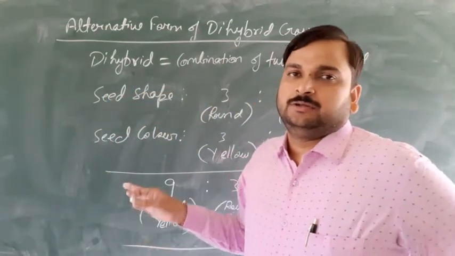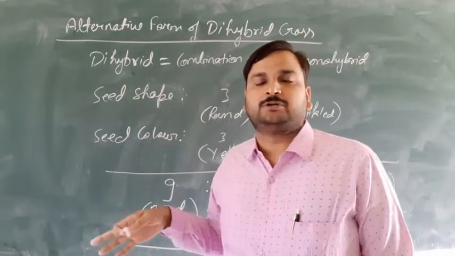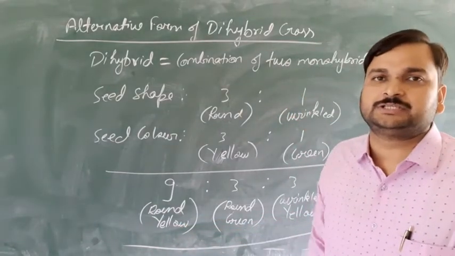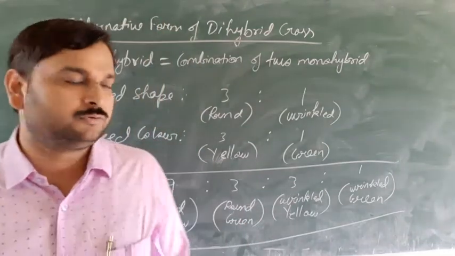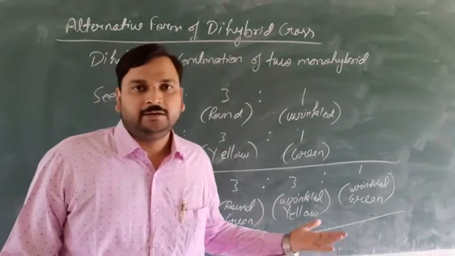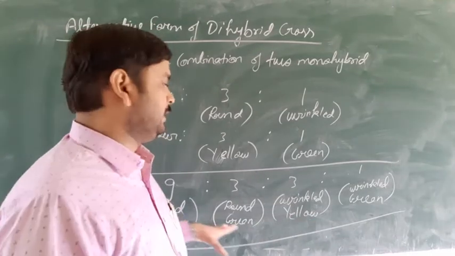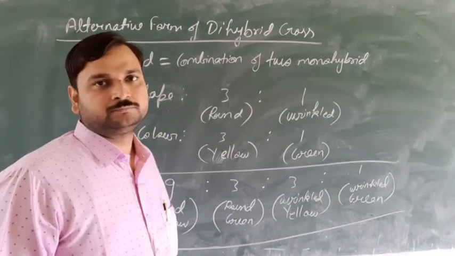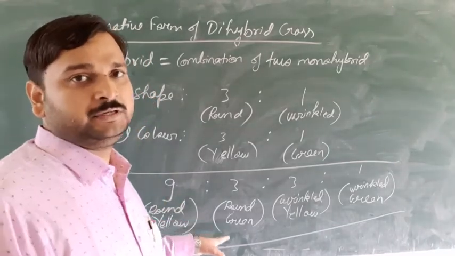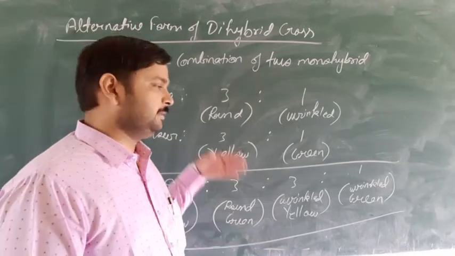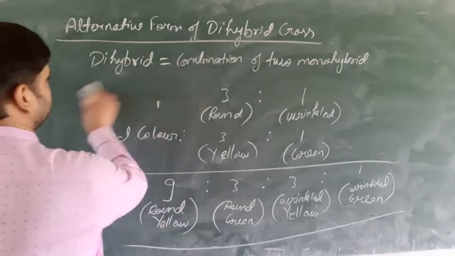So you see, when we treat these two characters as monohybrid crosses, the phenotypic ratio we get here is exactly the same as we got in the dihybrid cross, because I want to repeat again that a dihybrid cross is nothing but the combination of two monohybrid crosses. This is the phenotypic ratio that we got for the F2. Similarly, we can get the genotypic ratio. How? Let's see.